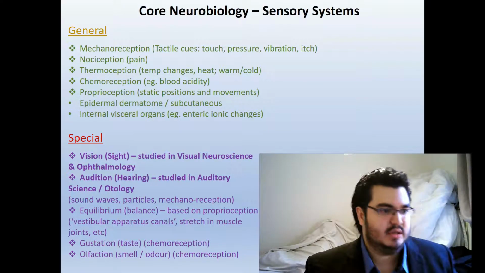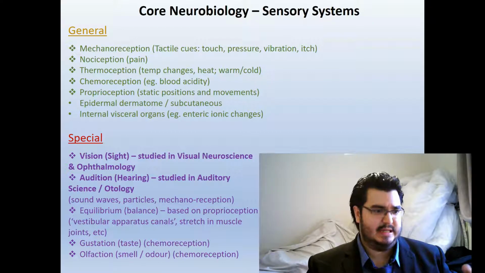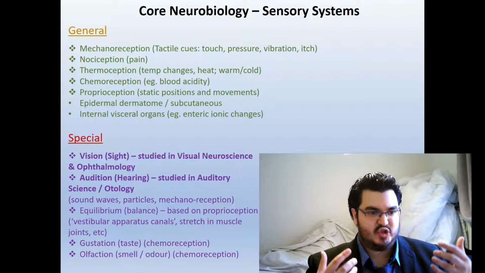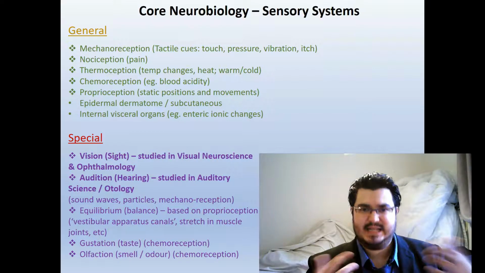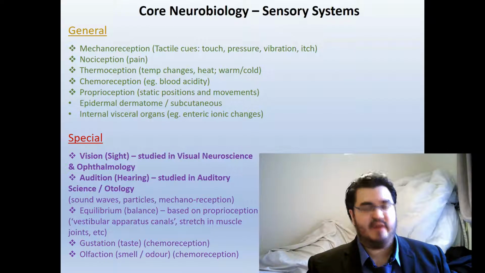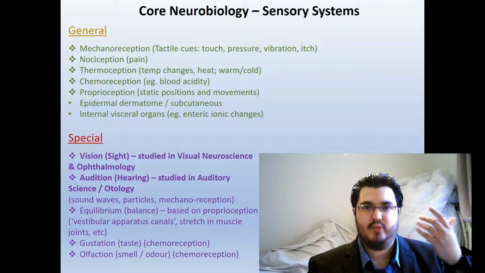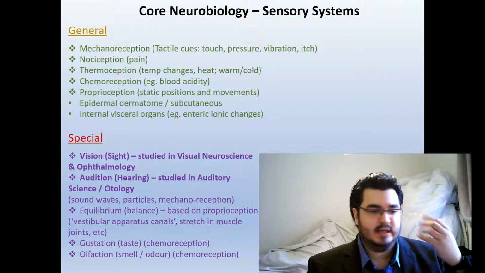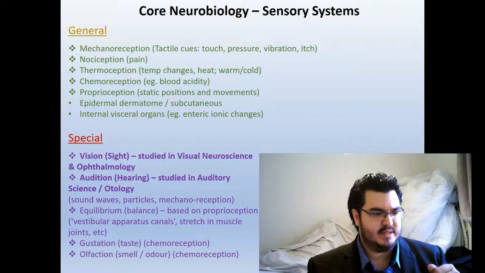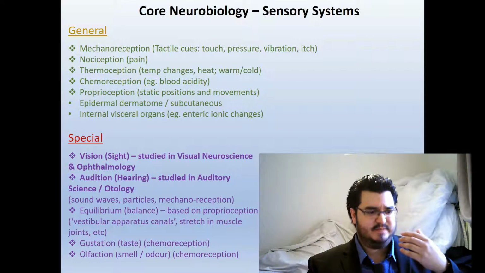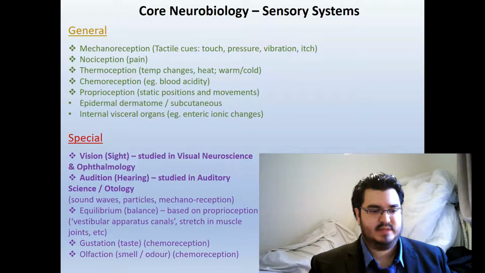So here we have the general senses. We have touch and nociception, pain, thermoreception, heat, temperature changes, chemoreception, proprioception, and so on. It's the general senses of touch and pressure and vibration and pain and temperature. We also have special senses, 5 special senses. We have vision, sight, audition, hearing. We have equilibrium, balance, that's regulated by the vestibular apparatus, canals, and the inner ear, and also stretch organs in the muscle joints. Look that up as well. This is proprioception. I'm sorry. Yes, proprioception, gustation, taste, and that's chemoreception, and also olfaction, smell.